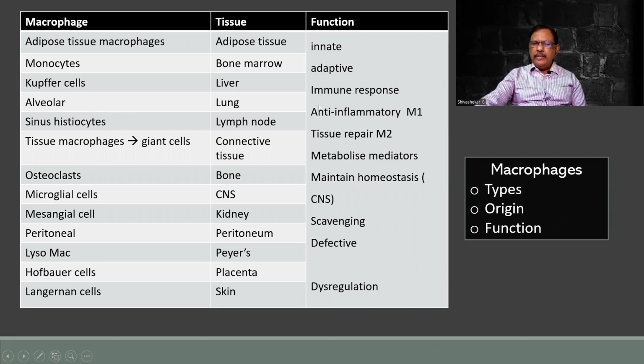The third one is, you find that the macrophage is a very, very clever cell. It is associated with so many functions. And it is not that one particular type of macrophage carries out a particular function. There is a crisscrossing and multiple activities can be carried out simultaneously, up to scavenging. At the same time, macrophages can be defective and there is something called dysregulation, which we shall be touching upon.